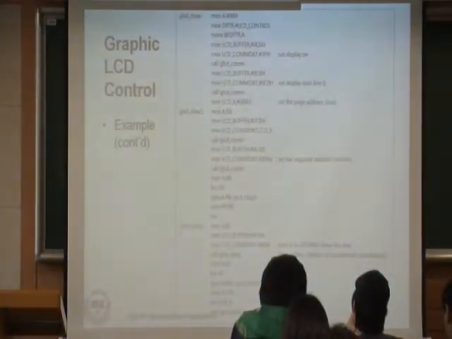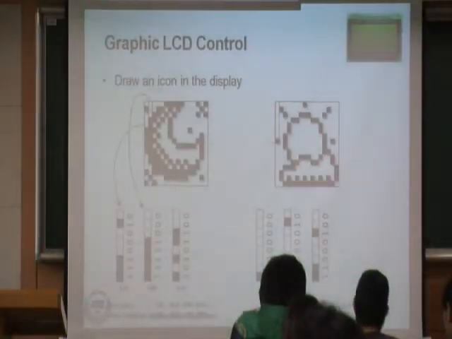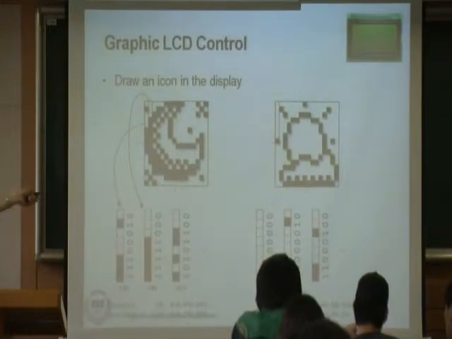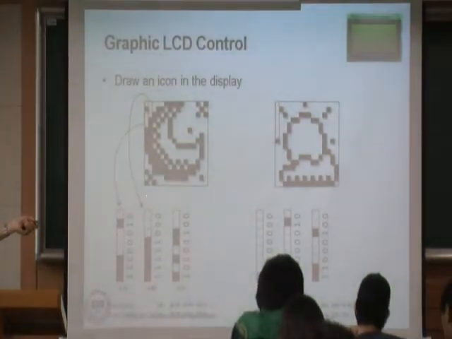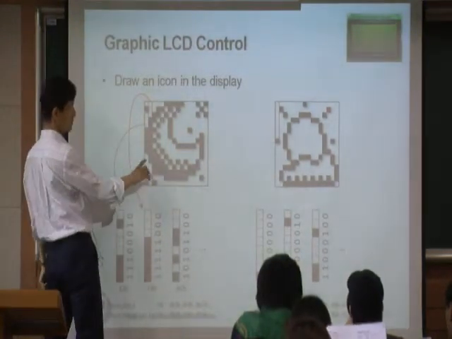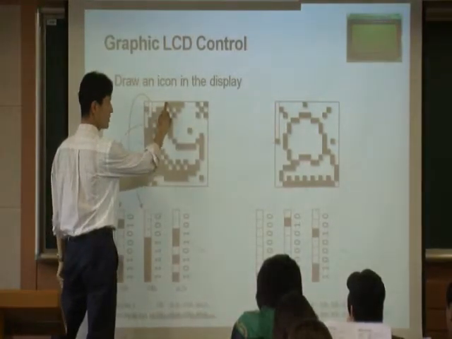That's the example. Another example. What I'm showing you here is a simple example. Let's say you want to display this kind of picture in the graphic LCD. What you need to do is that each of them is actually a pixel, a small grid.